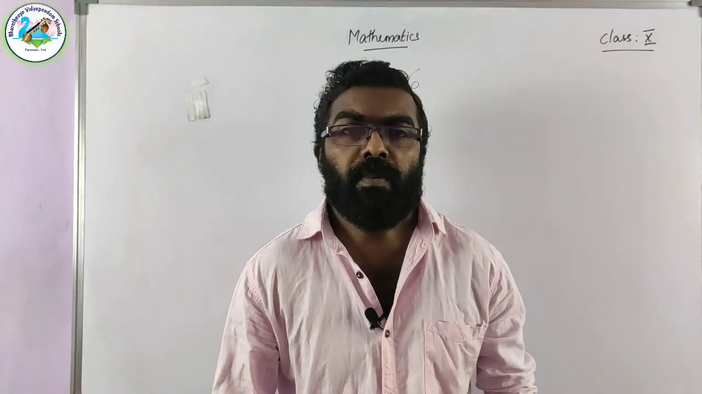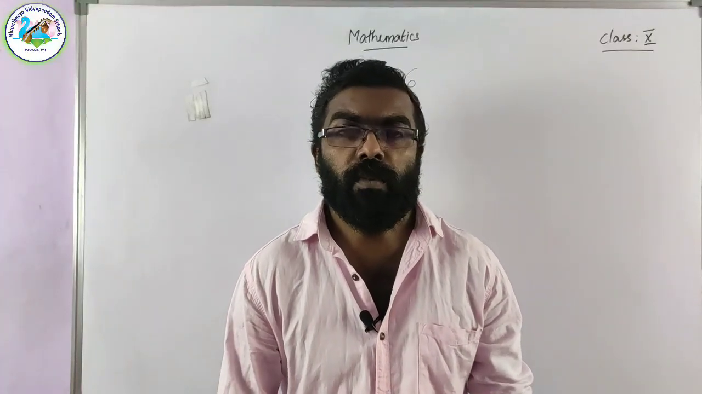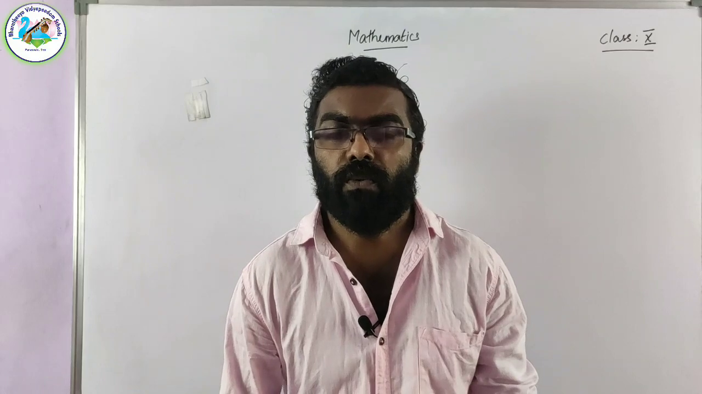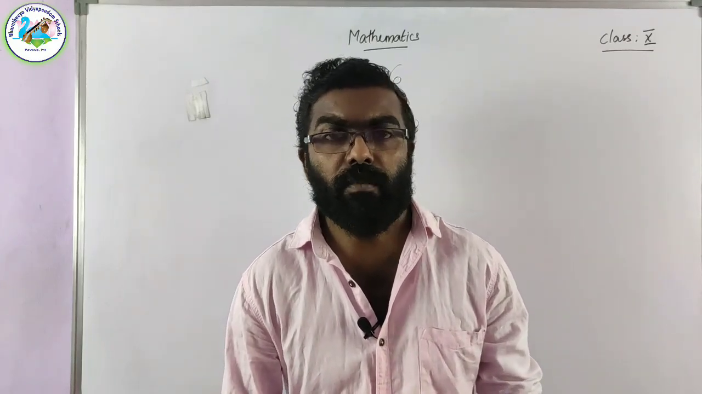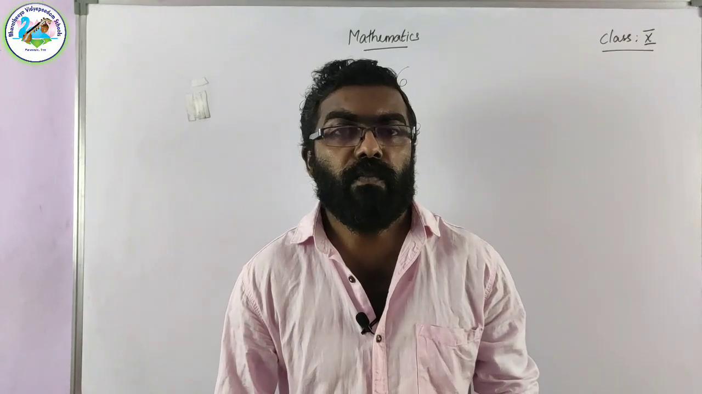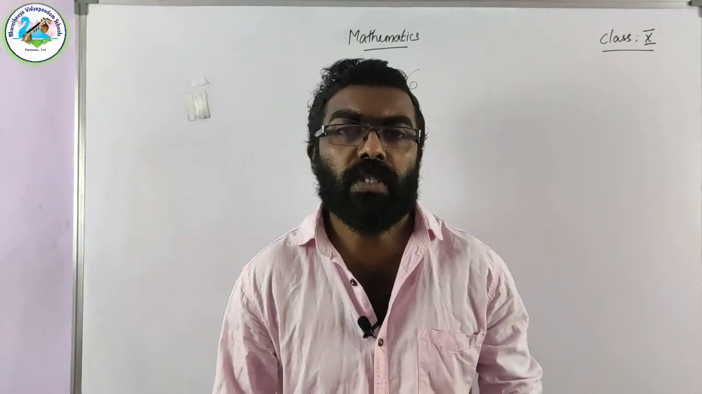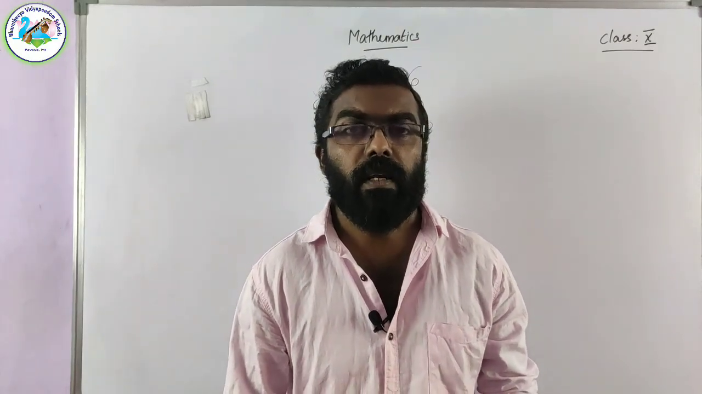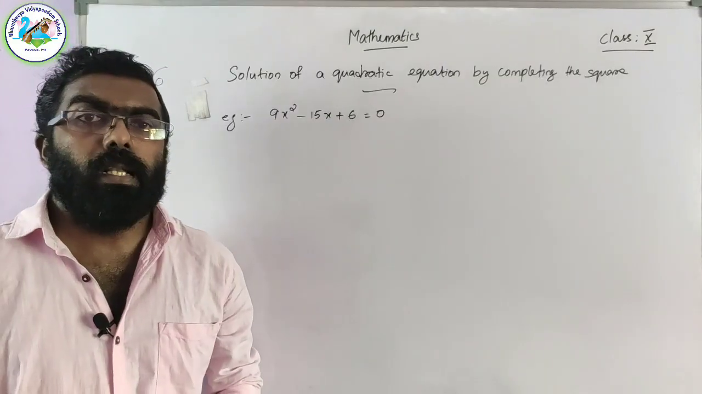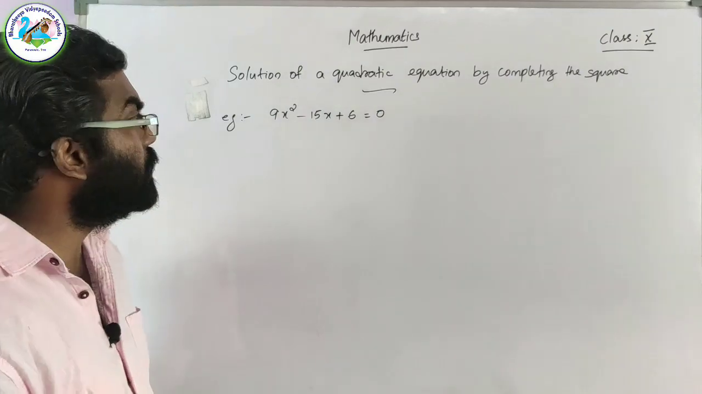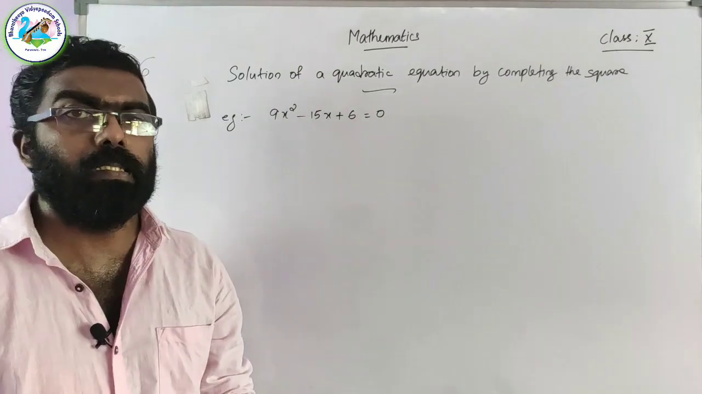Namaste. In the previous section, you have learned one method of obtaining the roots of a quadratic equation by factorization, that means by splitting the middle term method. In this session, we shall study another method, solution of a quadratic equation by completing the square. Okay, let's start. Let us consider an example, 9x square minus 15x plus 6 is equal to 0.